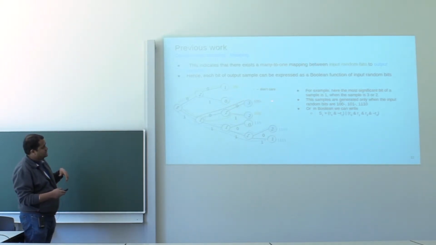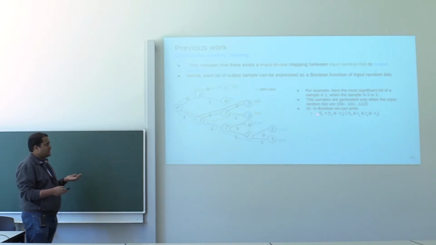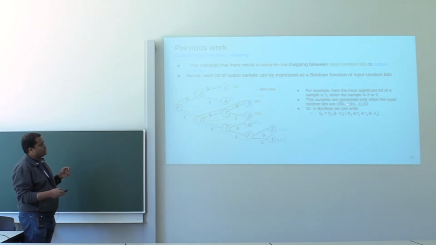For example, let's consider the most significant bit of the samples, S1. You see, S1 becomes 1 only when the sample is 3 or 2. And 3 or 2 happens only when the input random bit string is of this format. We can express this S1 as this Boolean function.